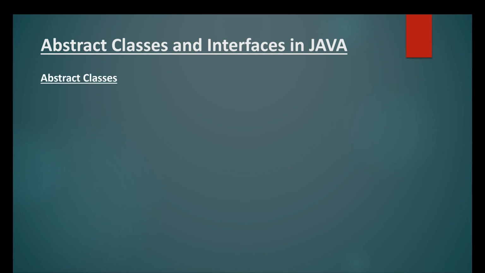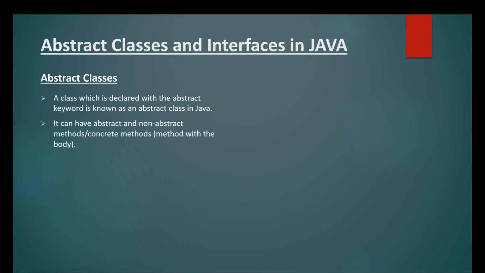Okay. Let's focus on the abstract classes first. A class which is declared with the abstract keyword is known as an abstract class in Java. That's what I told you. Now, the second point about abstract class is it can have abstract and non-abstract methods. What is a non-abstract method? Any method that you normally see is a non-abstract or concrete method. A method which has a body is called a non-abstract method. Okay, we'll see the example.